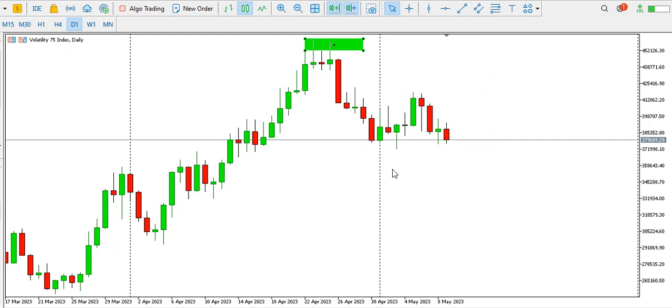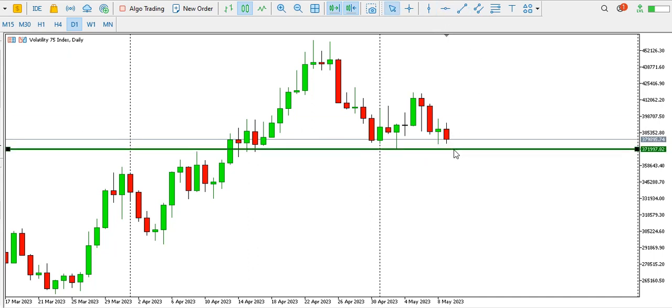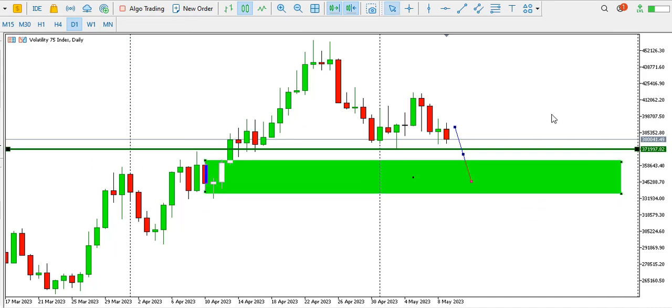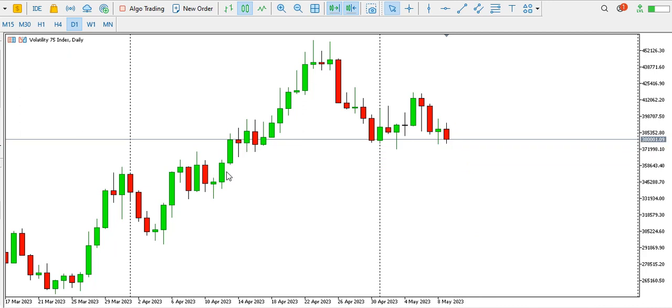But if the double bottom fails and price drops and breaks this 371997 low, then we might see price going down. If price is going to go down, it's going to test our order block around here on the daily time frame. Possibly price might get a lift from there and then go up, or continue to drop if it breaks this particular support area. Okay, that's that on the daily time frame.